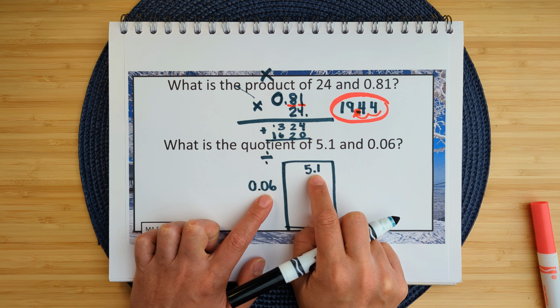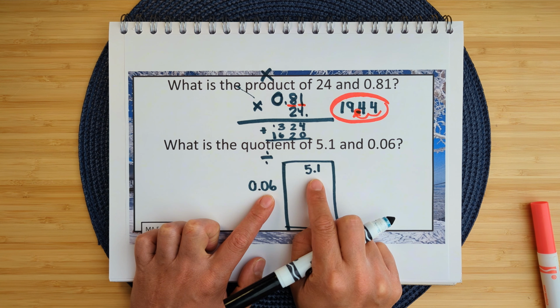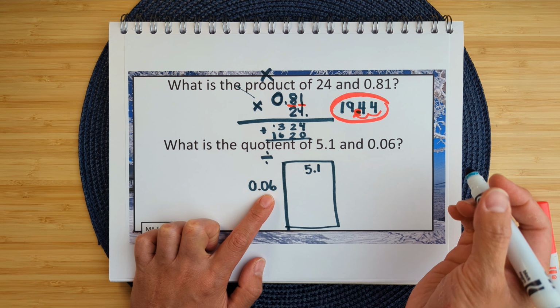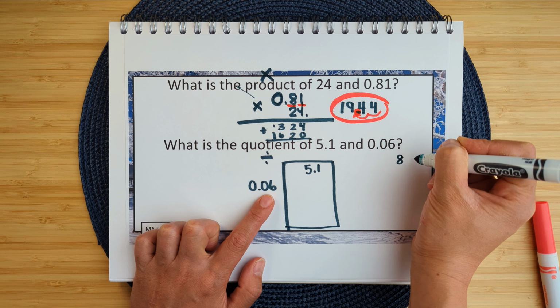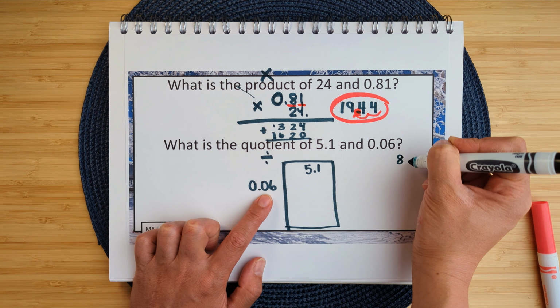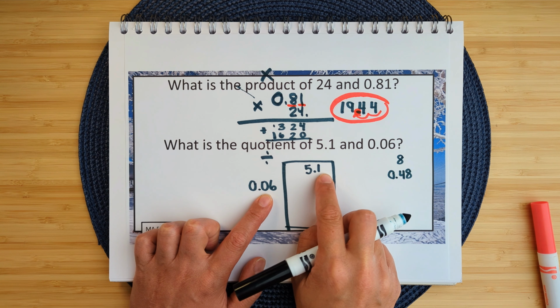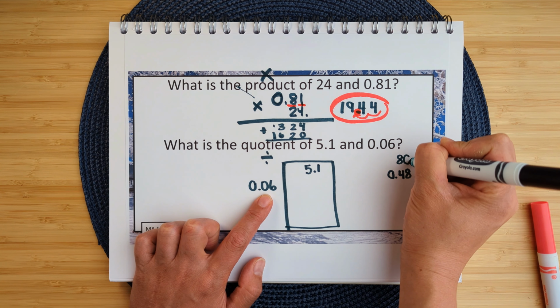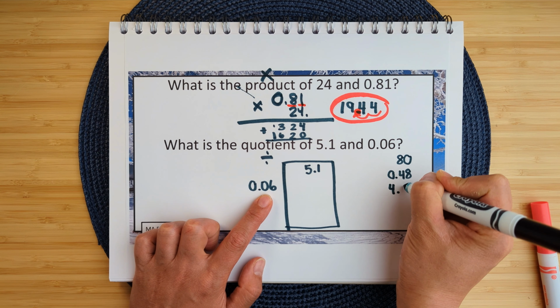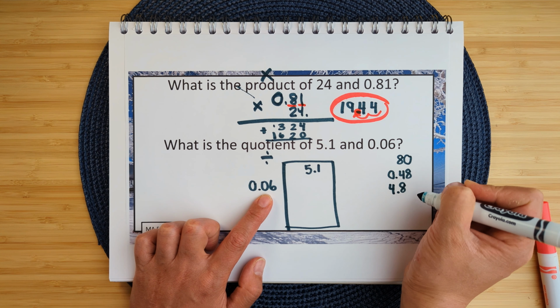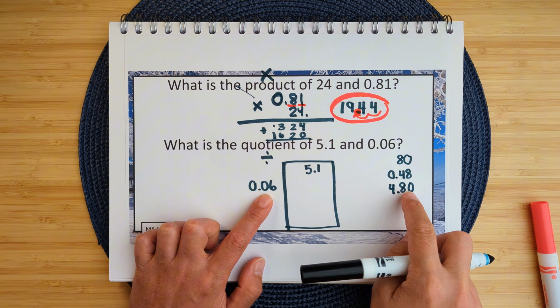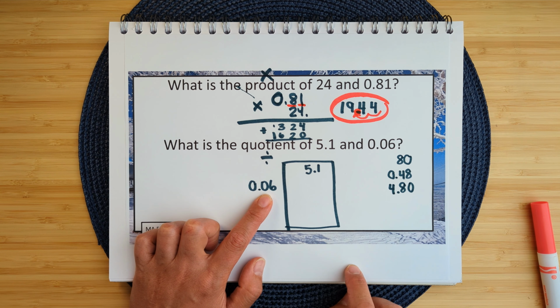So I'm looking at this as like 6 and 51, and a multiple of 6 close to 51. So what I can think of right off the top of my head is 8. But I know 8 groups of 6 hundredths is equal to 48 hundredths, right? And that's way less than 5 and 1/10. So instead of doing 8, I'll do 80, which is equal to 4 and 8/10ths, or 4 and 80 hundredths. You can kind of see how it moved. So that's a good one.